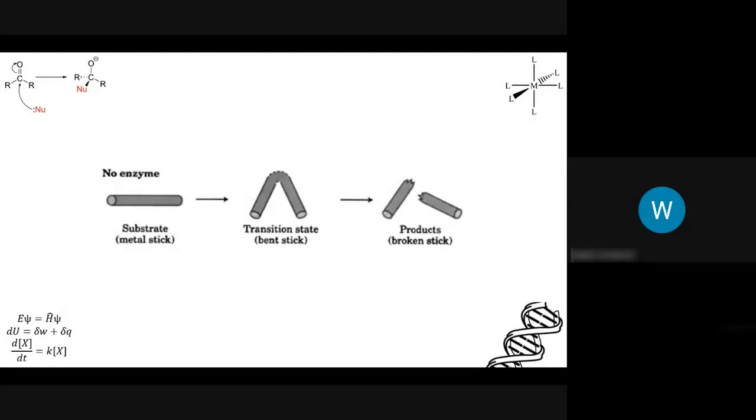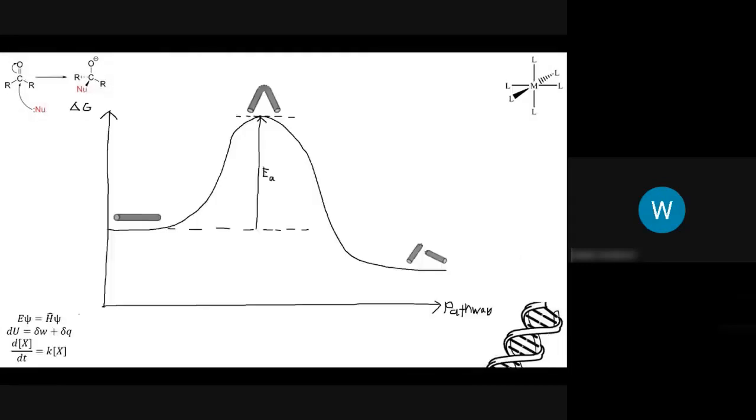Consider the breaking of a metal stick, which has to undergo a transition state to reach the final product. Now, if we sketch the energy profile diagram for this reaction, you'll notice that the activation energy barrier for this reaction is obviously going to be quite large as the transition state is unstable. So under normal circumstances, this reaction will not occur.